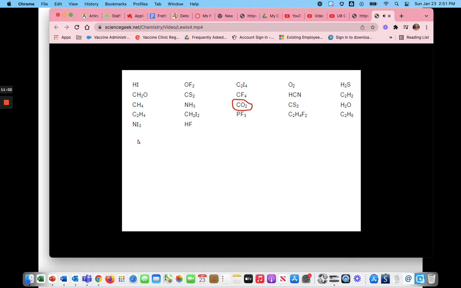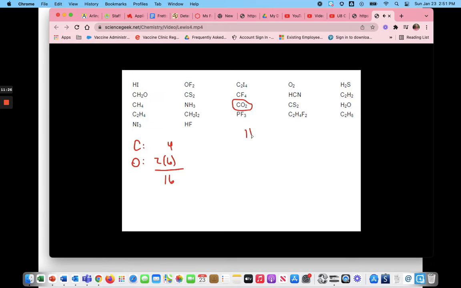So we have a single carbon with 4 valence electrons. Oxygens, there are 2 of them, 6 valence electrons each. So we have 12 and 4. We have 16 valence electrons with which to build this molecule.